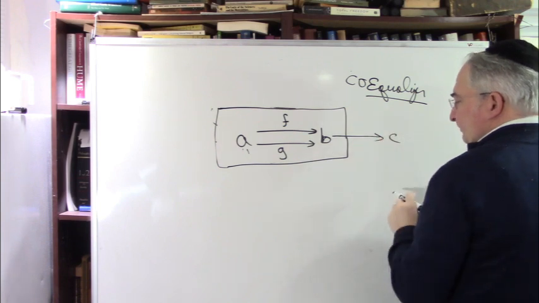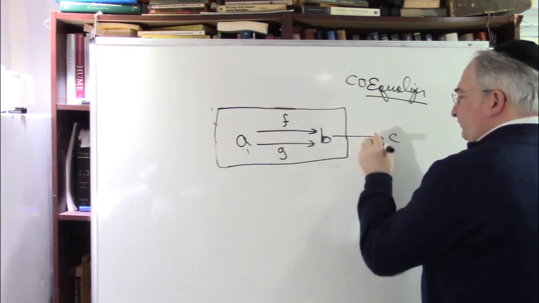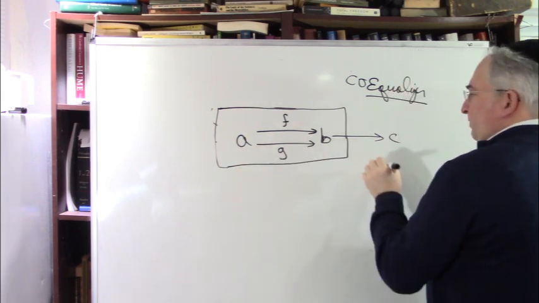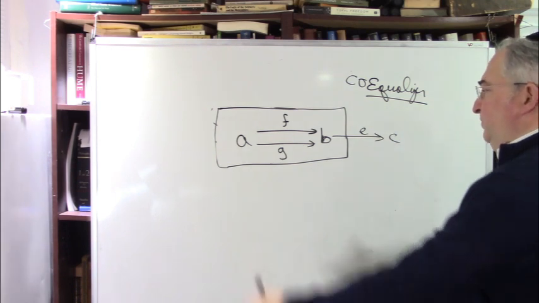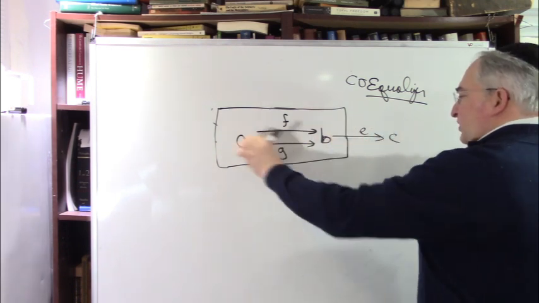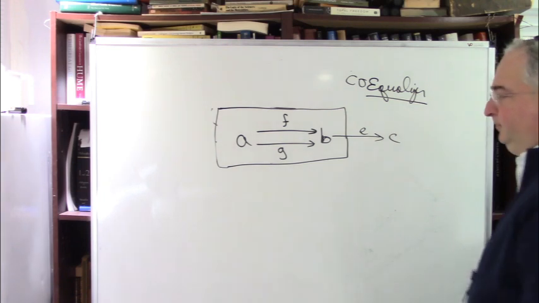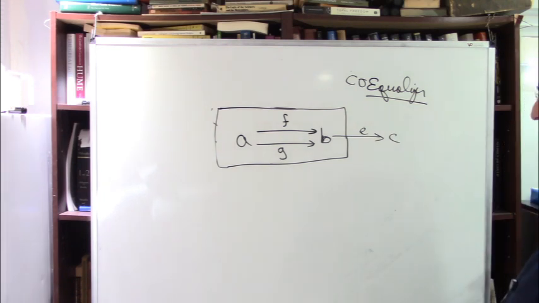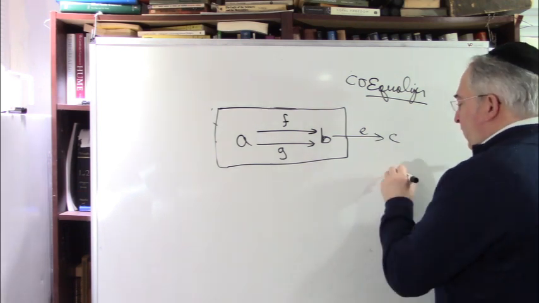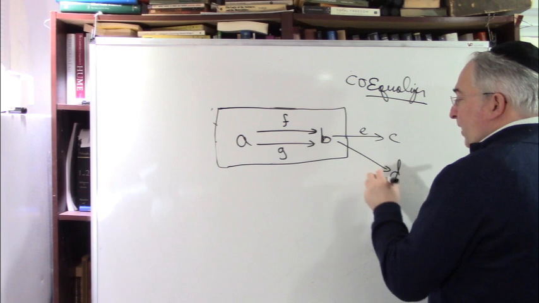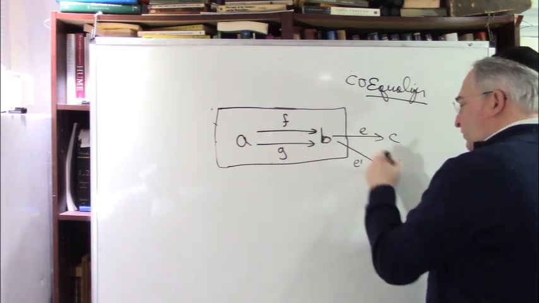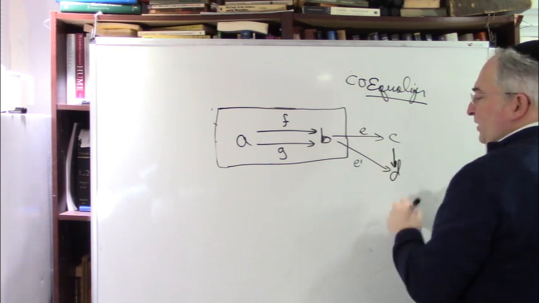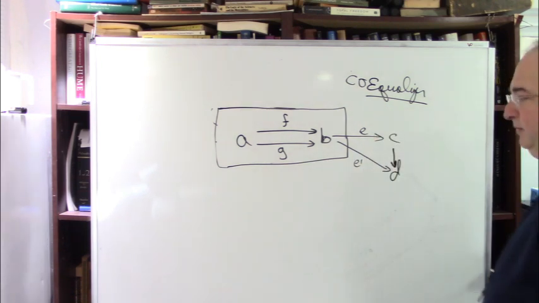I'm missing a letter. Let's call it E again. Okay, and what this is basically is F composed E is equal to G composed E. Okay? Okay, great. Oh, what does it mean to be universal? Well, it means if there's any other map, let's call it E prime, such that F composed E prime is equal to G composed E prime, then there's a unique map like that, making this triangle commute.